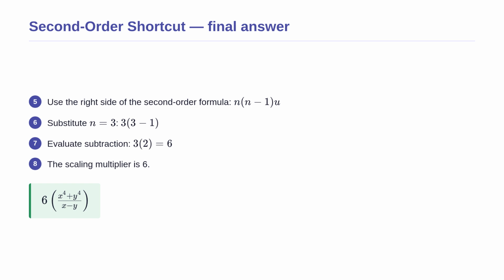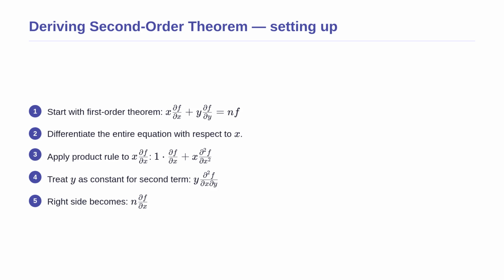This number is our final scaling multiplier. This means the entire massive combination of second derivatives is simply equal to 6 times the original function. We can write down the final answer immediately. With almost zero effort, we evaluated a highly complex expression. This transforms an impossible calculation into a trivial one. Now that we have seen how useful the second-order theorem is, let us understand where it comes from.